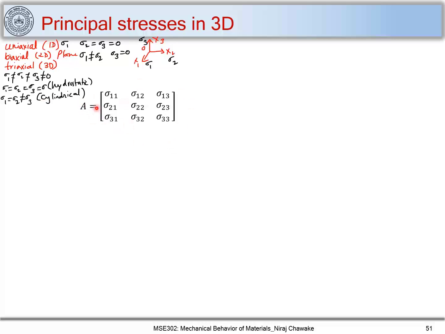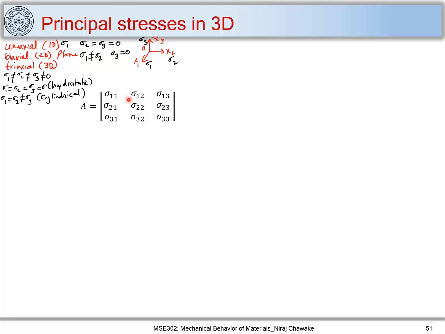I have mentioned it here, which has 9 components, out of which only 6 are independent. Why are only 6 independent? Because our stress tensor is symmetric. Why does it become symmetric? Because we put in a static equilibrium condition, and then we find that sigma 12 must be equal to sigma 21, sigma 13 must be equal to sigma 31, and sigma 23 must be equal to sigma 32. That is why we only get 6 independent components of the stress tensor.